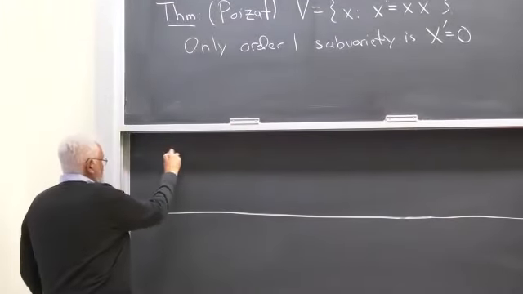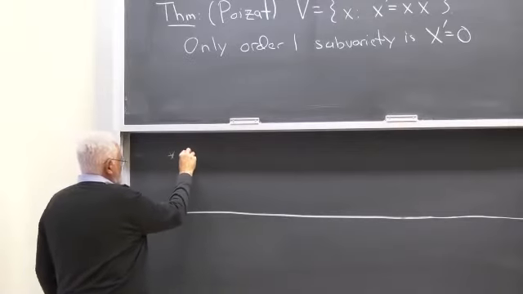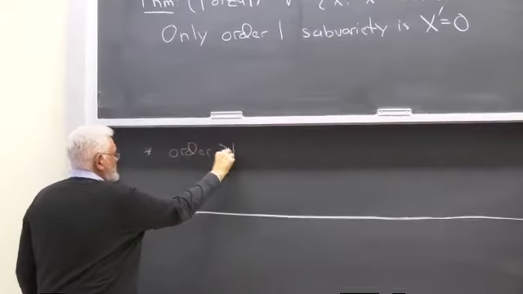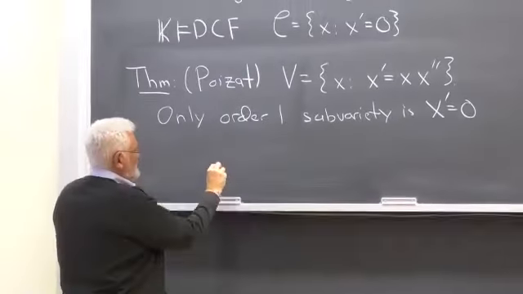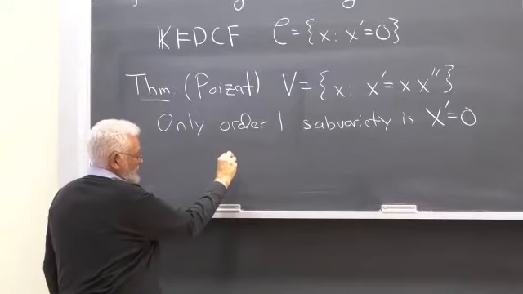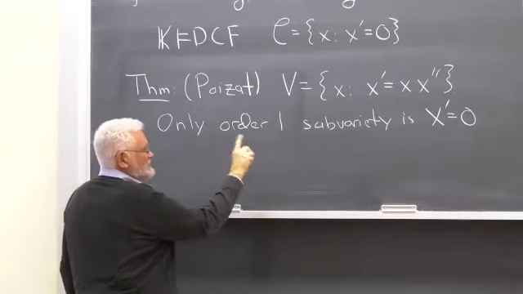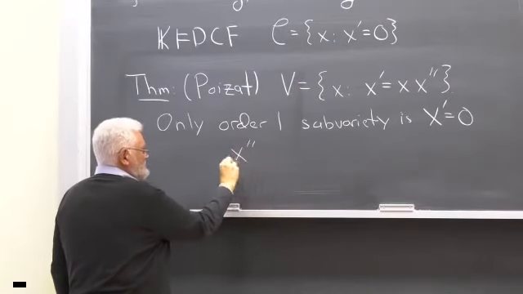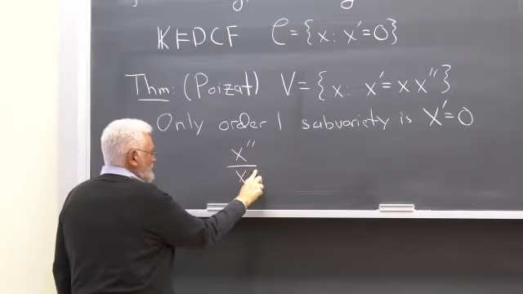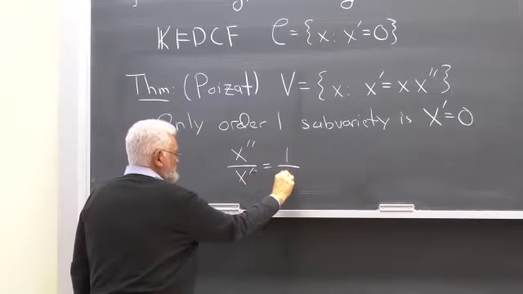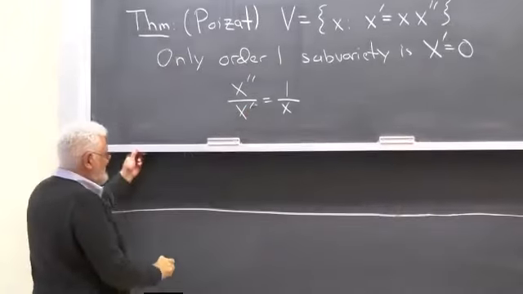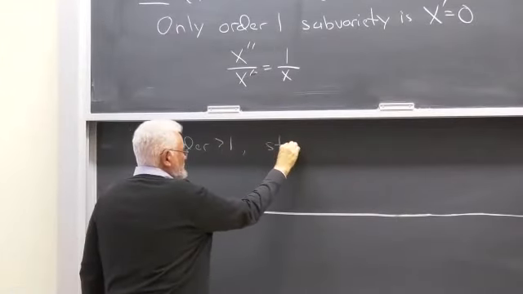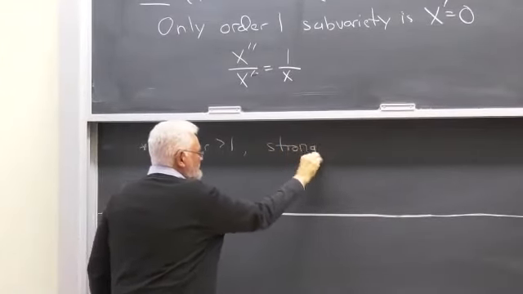So, and I'm going to rewrite these equations most of the time to throw out the x prime equals 0 locus. So I'm going to think of this as being x double prime over x prime is 1 over x. And this is going to be the first example of an order greater than 1 strongly minimal set.